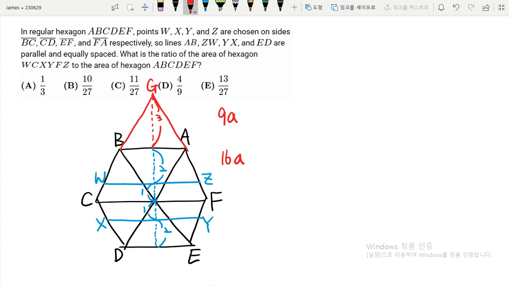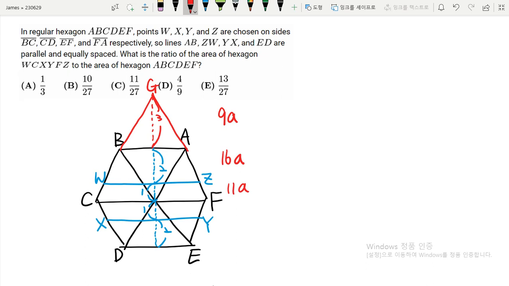And the area of the big trapezoid ABCF is 27A because this trapezoid ABCF is made of 3 triangles, and each triangle's area is 9A. So the big trapezoid area is 27A, and if we subtract this small trapezoid 16A, that means the bottom layer's area is 11A.